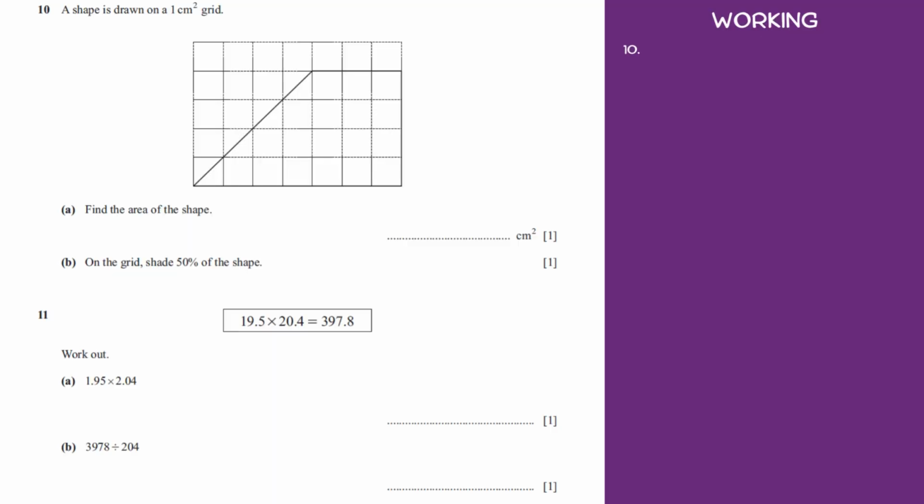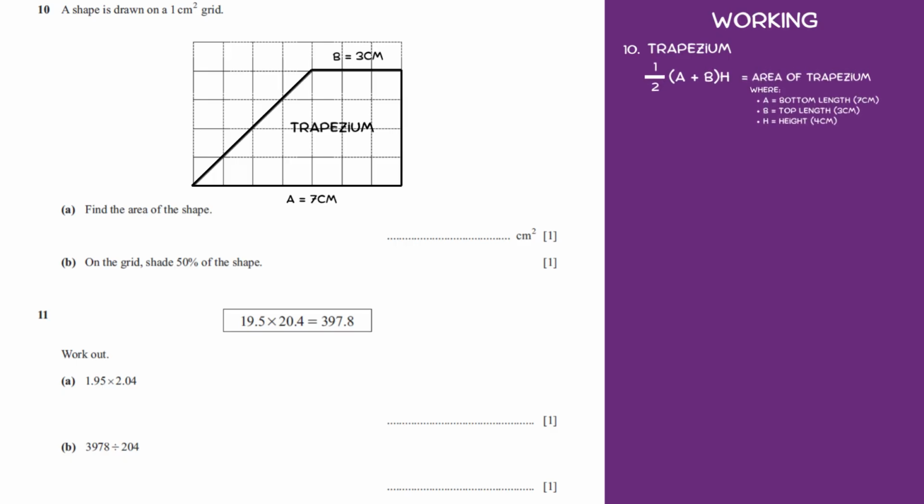Question 10 asks us what the area of the shape is, given that each square is 1 centimeter squared. Since this is a trapezium, you could use its equation to find the area. A is 7, B is 3, and the height is 4, giving a final answer of 20.